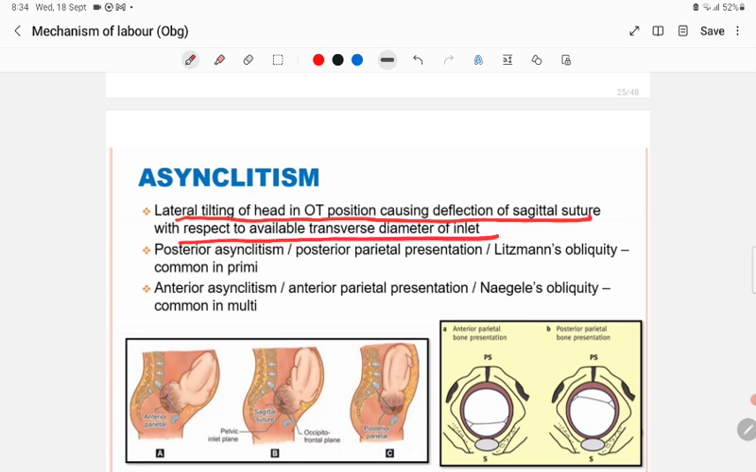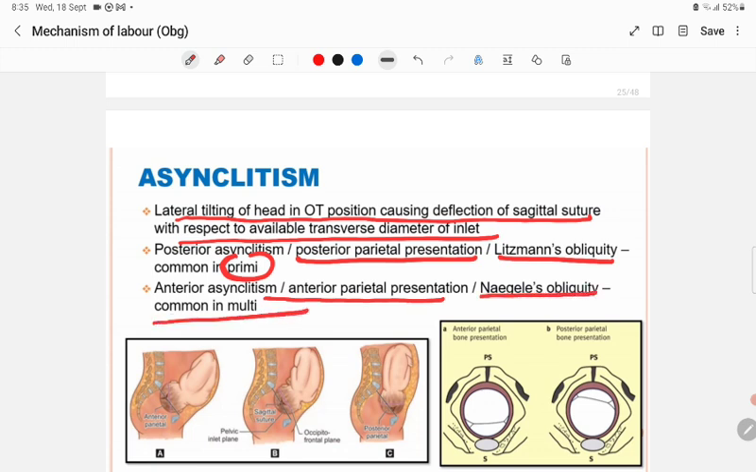Posterior asynclitism, or posterior parietal presentation, that is Litzmann's obliquity, is common in primigravida. Anterior asynclitism is the anterior parietal presentation, that is Naegele's obliquity, and is common in multigravida. Okay, ANM, you can remember it by ANM.